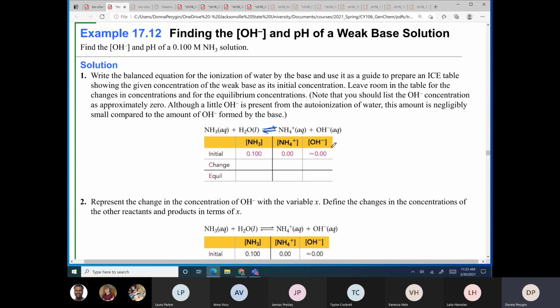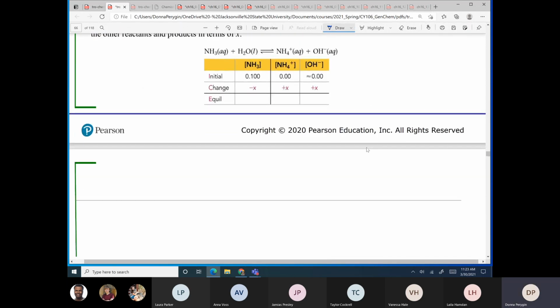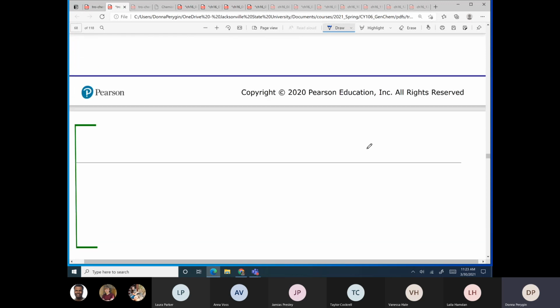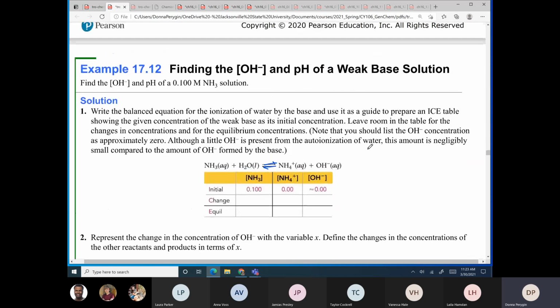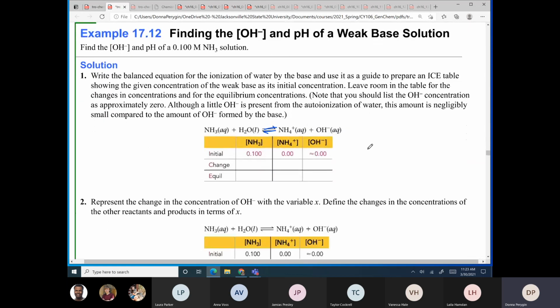And so then you get a K for that reaction. And so what you have to do is set everything up and set it equal to that K, just like we've been doing all along. So this is the same kind of problem that we've been doing, but you just have to understand what's going on so that you know how to work the problem, okay?